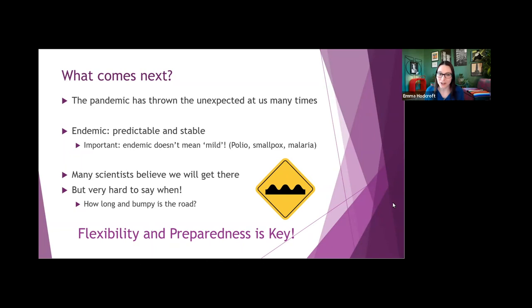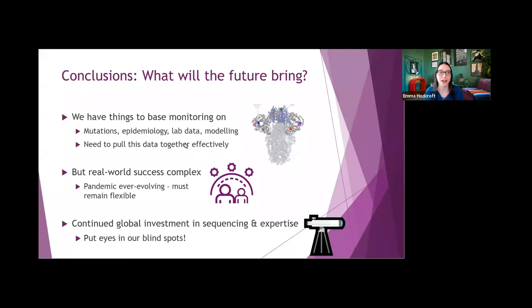But I don't want to end on a negative note. I do think we have ever more working in our favor. We are learning more all the time about the mutations, the epidemiology. We have amazing lab data now. People are doing amazing work, being able to generate new mutations in viruses and test different antigenic panels almost in no time, it seems to me, and incredibly more accurate models.